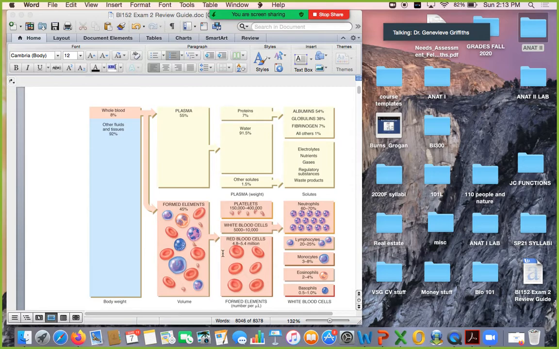In the formed element region, we have platelets, which are not really cells, but are going to be involved in the clotting response. We have white blood cells. There's a bunch of different types of those. And then we have red blood cells, which are responsible for delivering.